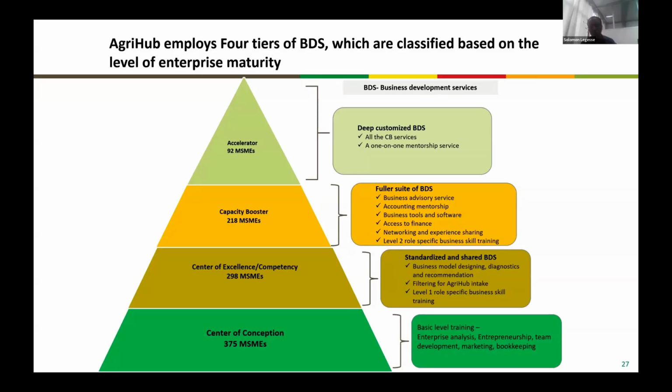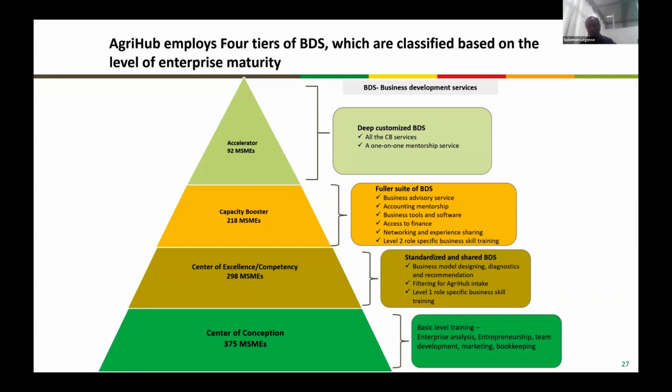Especially when we enroll the SMEs in this tier, we have some criteria to consider them. The next category we have is the Center of Excellency. At this level, we provide standardized and shared BDS services for SMEs, which includes model designing, diagnostic health checking, and also level 1 specific or competency level specific training for the target SMEs. We also have the capacity booster level, which addresses the SMEs that are at the growth stage and perform better than the preceding SMEs.